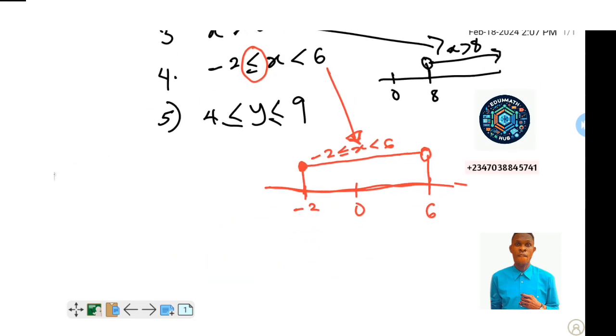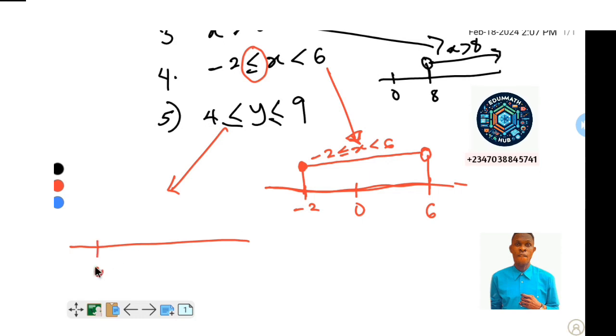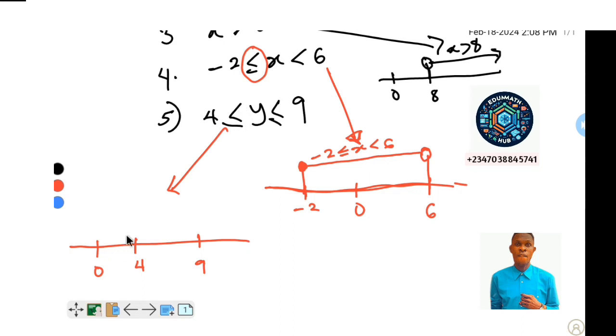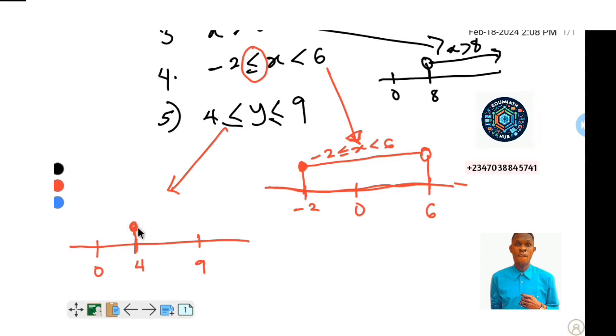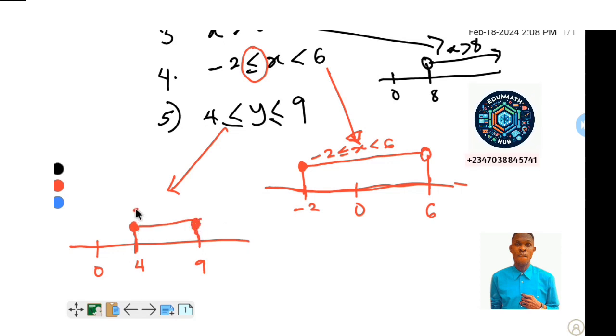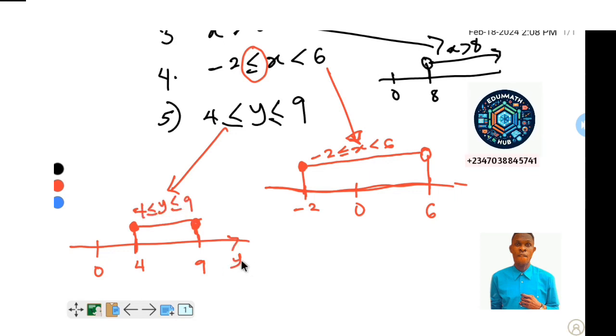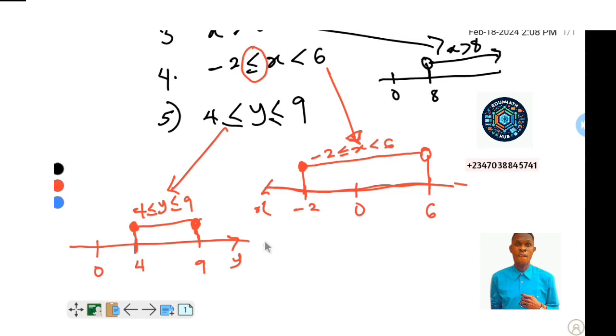Very simple. Let's do the last one. For this one, you just draw your line. So you need 4 and 9. Let me assume 0 is here, so 4 is here, and 9 is here. So this is a closed interval. So you shade here, go to 9, and shade it too. Then you join the middle like that. Then you write 4 less than or equals to y less than or equals to 9. Okay, so that's how you represent inequalities on a number line. Very simple. Now let's move on to the next part.